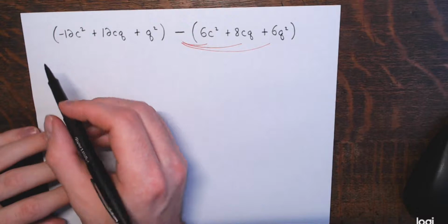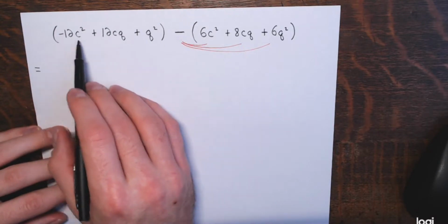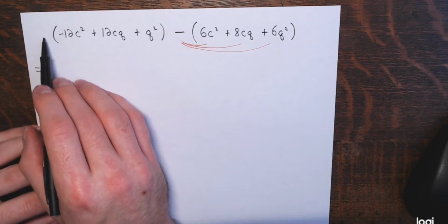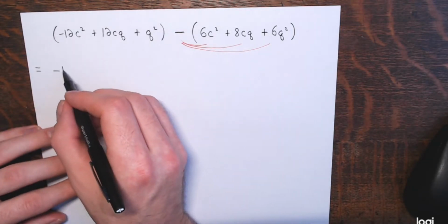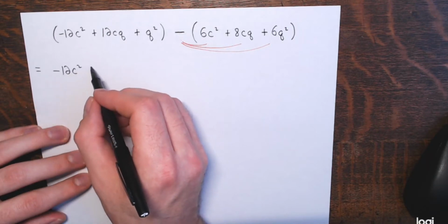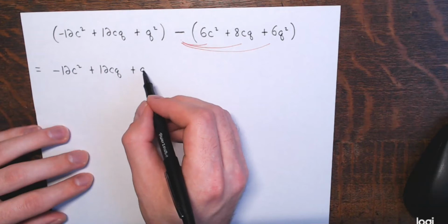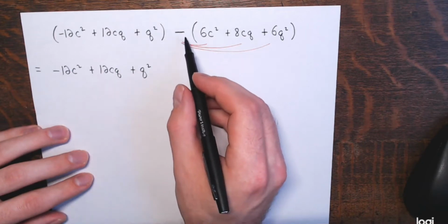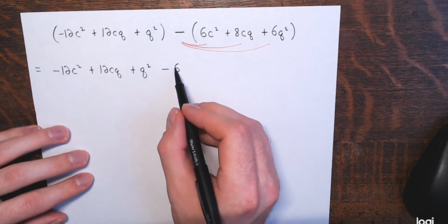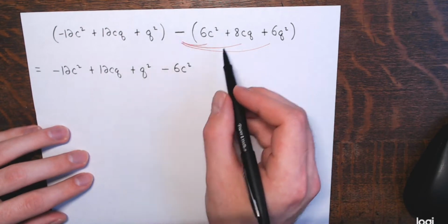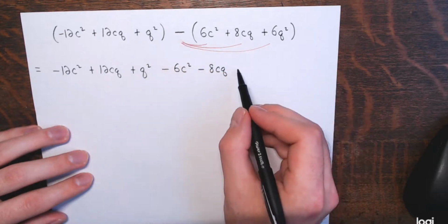So this is equivalent to the following. Now there is really no need for the parentheses around the first one because it's not being multiplied by anything, it's not being raised to any powers. So we have negative 12c squared, then positive 12cq for the next term, then positive q squared. And then after subtracting every term over here, we'd have minus 6c squared, minus 8cq, and then minus 6q squared.